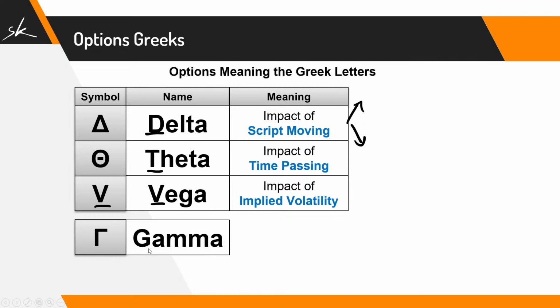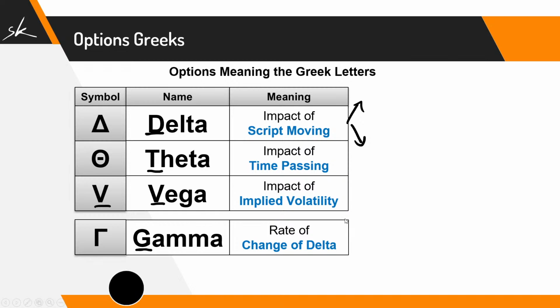So this is the symbol for gamma. Now G here, the very first initial, does not correlate to the meaning of it. It's just the change of the rate of change of delta. So this is the one you'll have to remember, that gamma stands for the rate of change of delta, because the delta is not changing at a constant rate. The delta also keeps on changing, and gamma changes the rate of change.